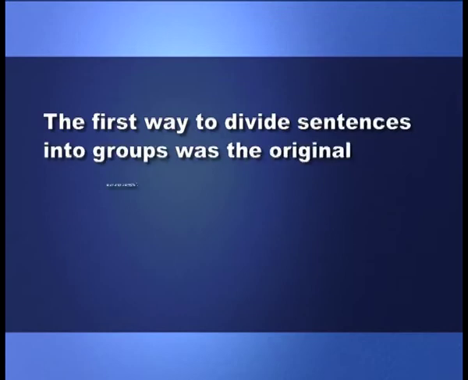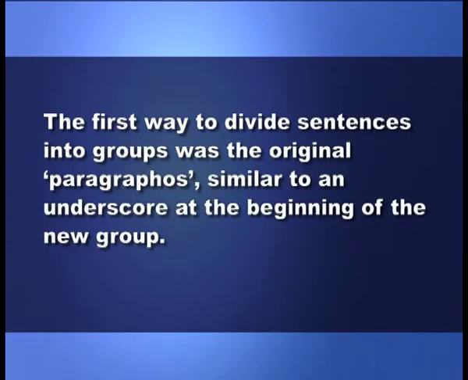History and orthography of paragraph. The oldest classical Greek and Latin writing had little or no spaces between words and could be written in boustrophedon, alternating directions. Over time, text direction left to right became standardized, and word dividers and terminal punctuation became common. The first way to divide sentences into groups was the original paragraphos, similar to an underscore at the beginning of the new group. The Greek paragraphos evolved into the pilcro, which in English manuscripts in the Middle Ages can be seen inserted in line between sentences. The hedera leaf has also been used in the same way.